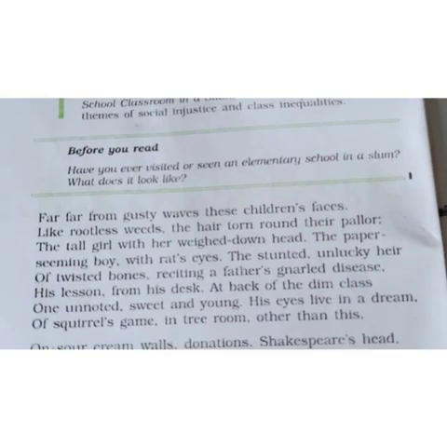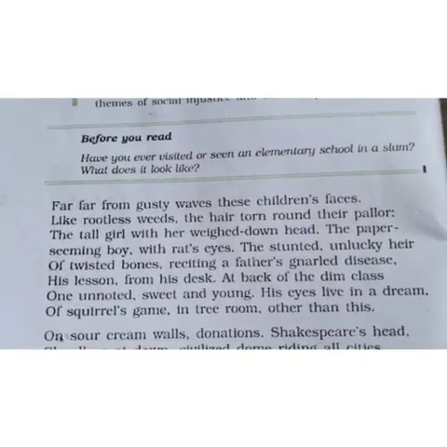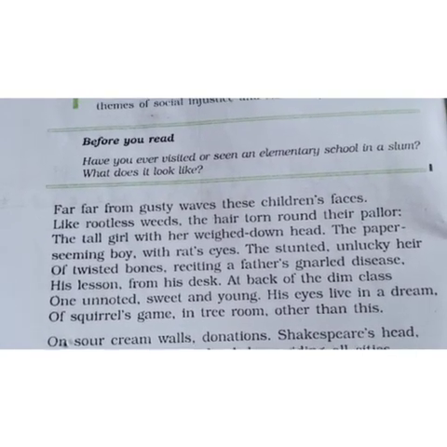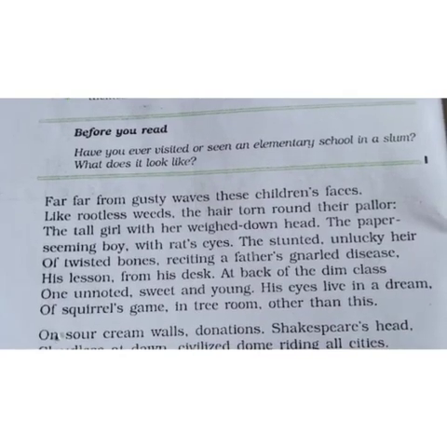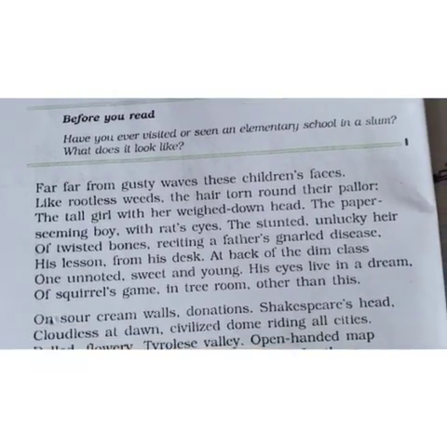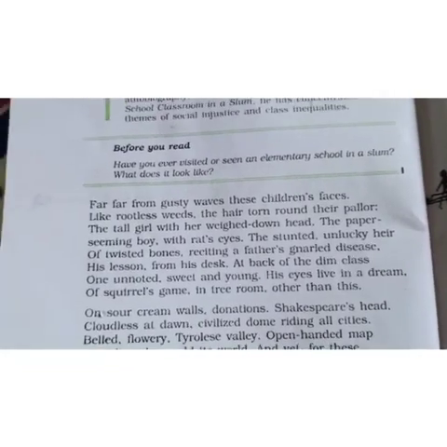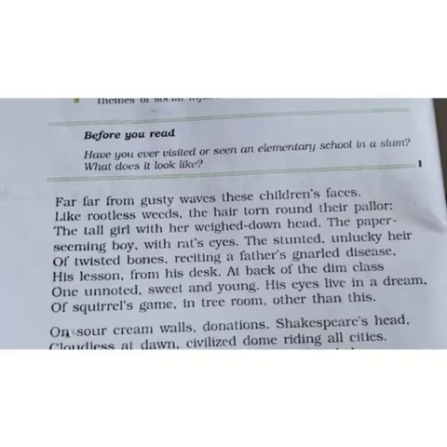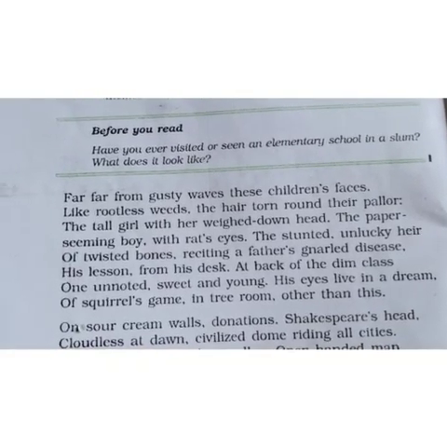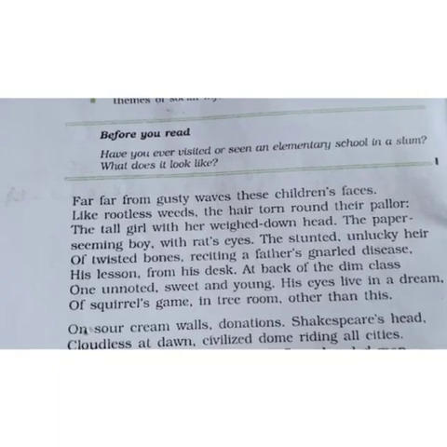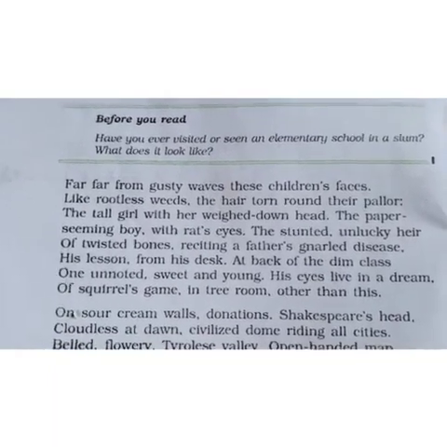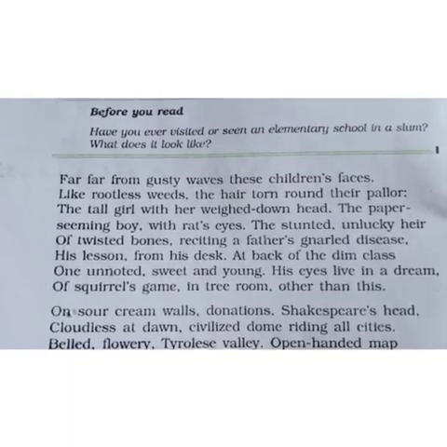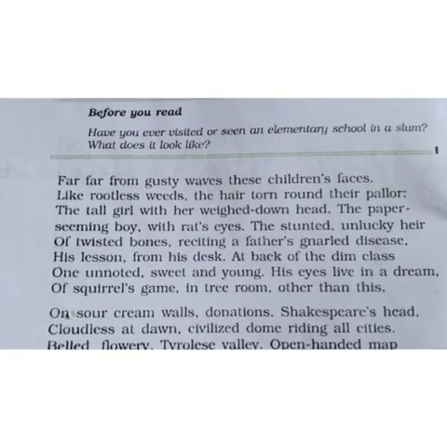Far, far from gusty waves, these children's faces, like rootless weeds, the hair torn round their pillow, the tall girl with her head down, the paper-seeming boy with rat's eyes, the stunted, unlucky heir of twisted bones, reciting a father's gnarled disease, his lesson from his desk. At back of the dim class, one unnoted, sweet and young, his eyes live in a dream of squirrel's game, in tree room other than this.